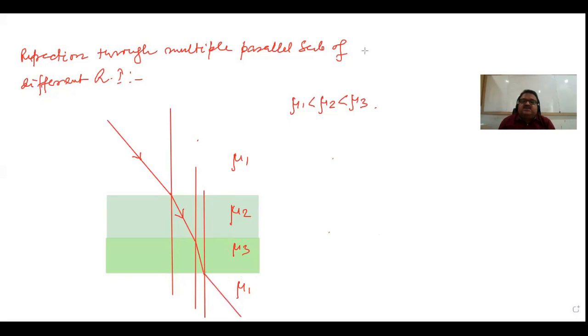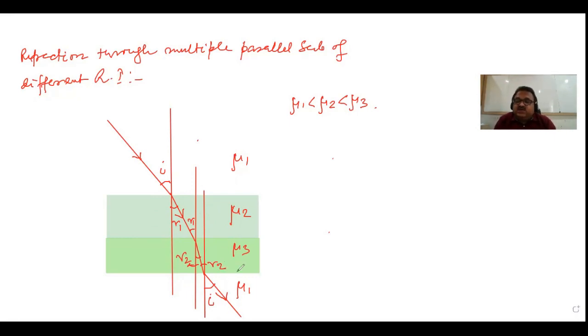And I gave a concept in the last video: we always remember the angle of incidence and angle of emergence are always the same if these rays are passing through parallel slabs, correct? Now what will happen if it is i? Let's make it r1. If it is r1, so this will be obviously r1. And let's make it r2, so it will be r2 and this will be r.